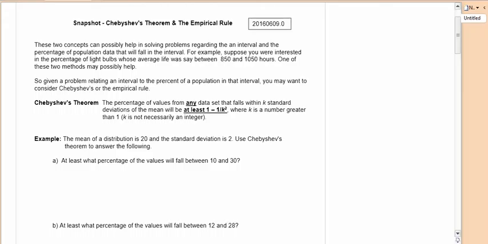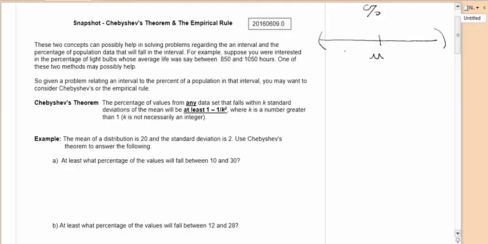Okay, everybody, this snapshot video is in regards to Chebyshev's theorem and the empirical rule. Basically, these two properties associate an interval that is centered at the mean. Let me get my pen working here. So we have an interval, and it is centered at the mean, and it associates that interval with the percentage of data that's going to fall in that particular interval.